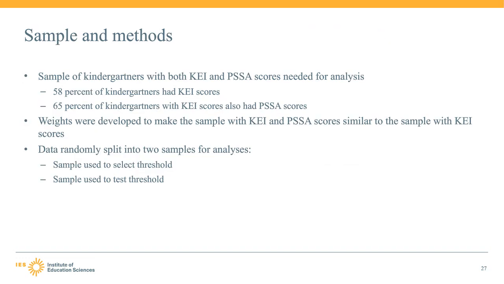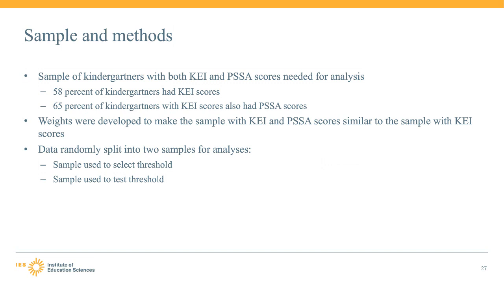For our sample of kindergartners, to be included in analysis, students had to have both the KEI and PSSA scores. And ideally, we'd have both of these scores for all students. And the closer we are to that, the more likely it is that our sample will represent all kindergartners. However, only 58% of kindergartners had KEI scores. This was the first year of administration for the KEI in Philadelphia, so some teachers may not have administered the assessment. In addition, only 65% of those with KEI scores also had PSSA scores. Children may not have had those PSSA scores because they leave the district, enroll in charter schools, or are otherwise absent on the day of the assessment.